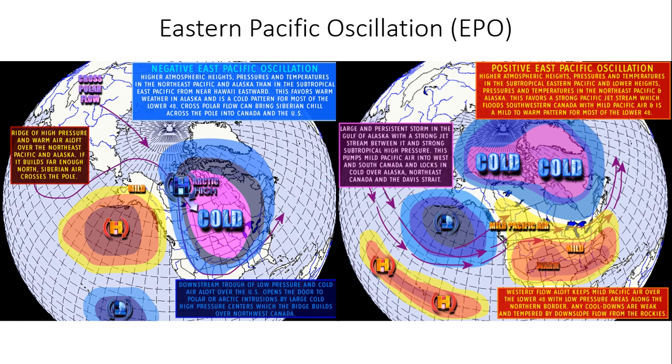With a positive EPO, you get the opposite effect. You get a major low pressure system in the Gulf of Alaska. You've got your high pressure systems situated around 20 to 25 degrees north latitude in the Pacific Ocean. And you get really warm and mild air, a mild Pacific jet stream with a positive EPO. With that zonal configuration from west to east, you get a lot of mild air from the west to the east coast with a positive EPO.